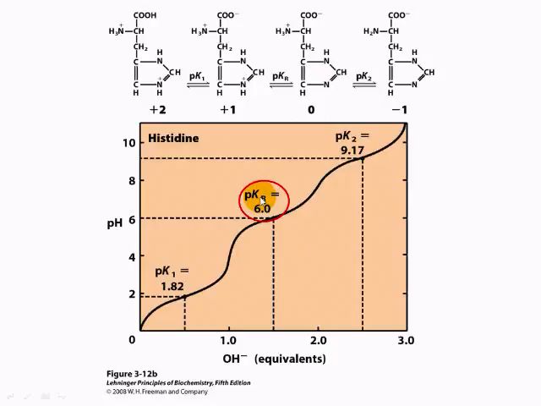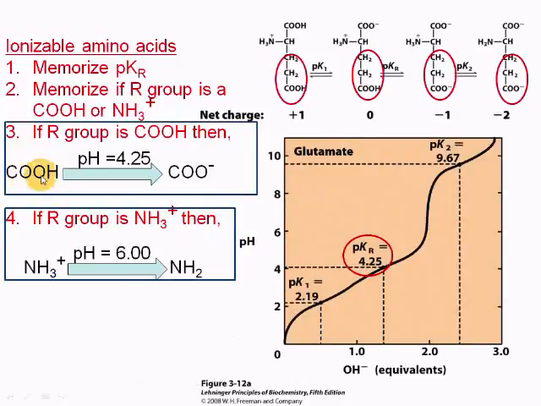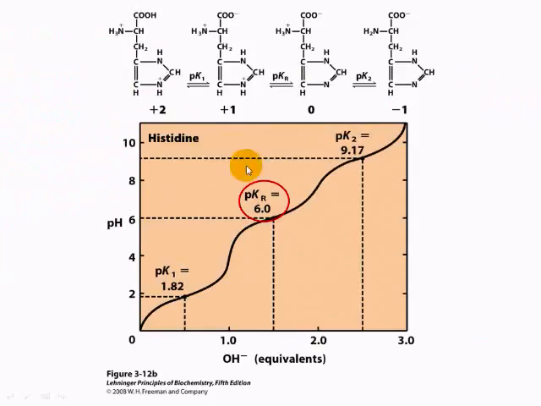Now, why is it so important to memorize if the R group is a nitrogen group or a carboxyl group? Well, let's say for histidine you accidentally thought this was a carboxyl group. Remember, on a carboxyl group, we always start off with COOH, which is a neutral charge. And so we would have said that the R group was neutral. And so it totally throws off your charge.